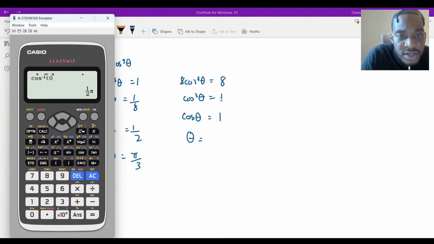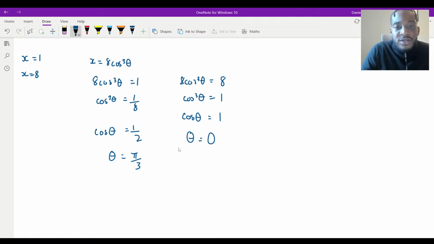Hold on, have I done something wrong? No, I know what I've done. I put 1 here. I need to put 1 there, and that gives me 0. Right. So we've got our two limits now.